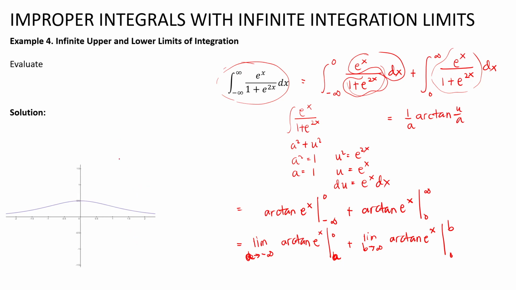Alright, so if we plug in arc tangent e raised to the power of 0, so arc tangent 1, because e raised to the power of 0 is 1. If you plug in arc tangent 1, it gives you 45. Try to convert your calculator to radian mode and then plug in arc tangent 1. So it gives you pi over 4.